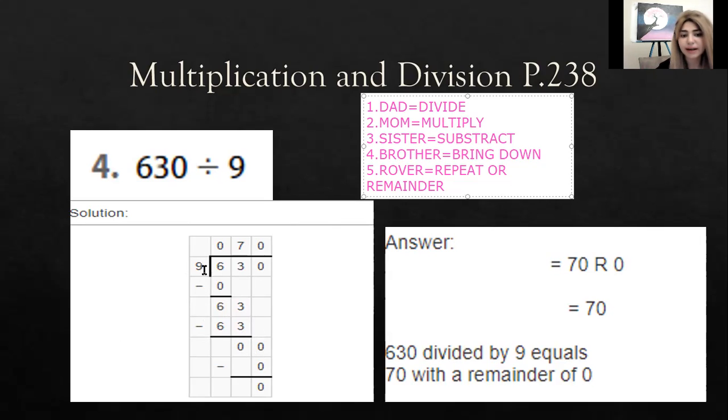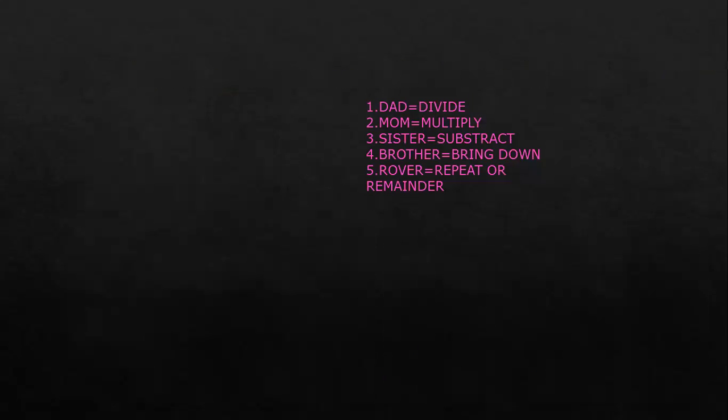So I ask 9, how many 0? What I will multiply by 9 gives me 0? It is 0. So then 0 minus 0 is 0. Then I ask myself, I repeat or I have the remainder? No, I have the remainder. I don't have anything to bring down. So it is 70, remainder 0. We don't write the remainder 0. So it is 70. Okay, let's go to the next page.